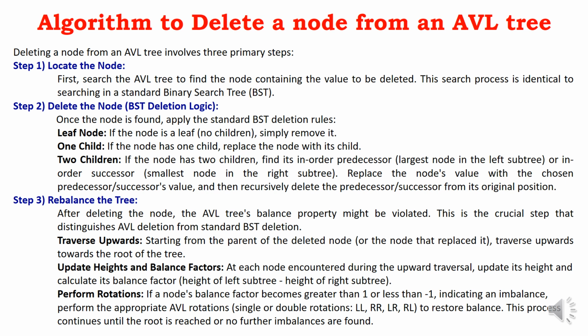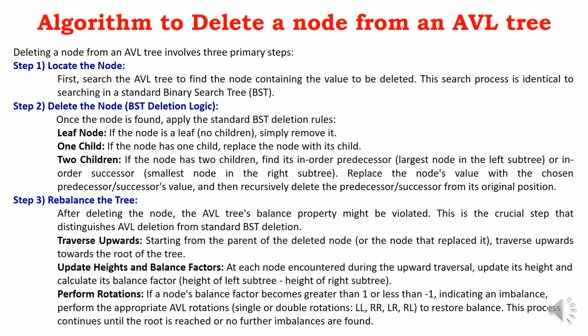Then rebalance the tree. After deleting the node, the AVL tree's balance property might be violated. This is the crucial step that distinguishes AVL deletion from standard binary search tree deletion. Starting from the parent of the deleted node, traverse upwards towards the root of the tree. At each node encountered during upward traversal, update its height and calculate its balance factor.